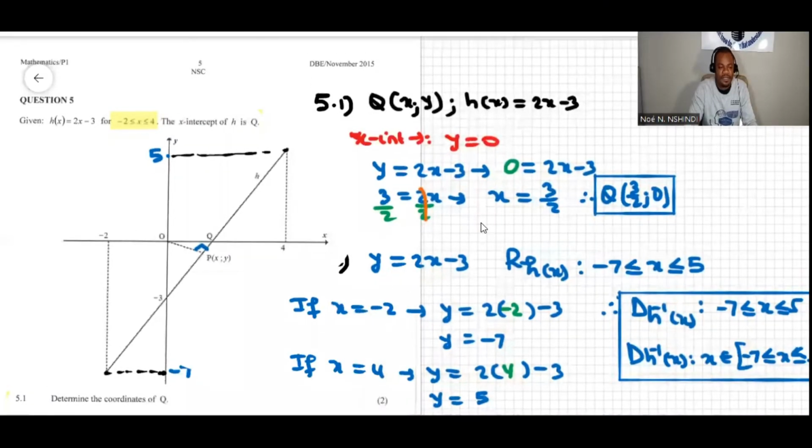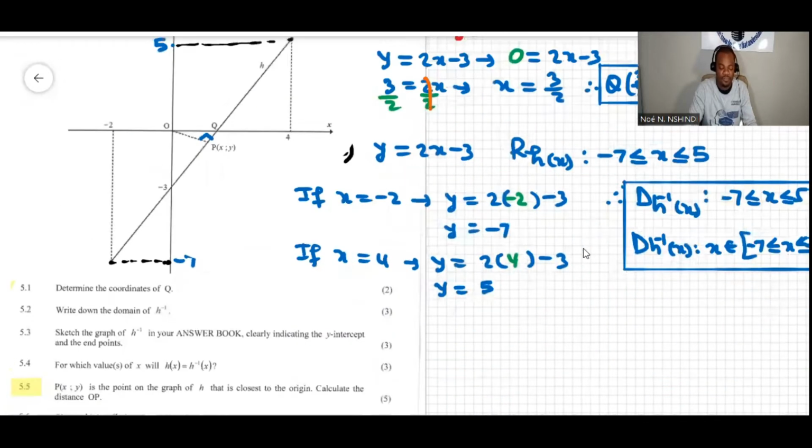We have question 5 here. The question says h of x equals 2x minus 3 for -2 less than or equal to x less than or equal to 4. The x-intercept of h is q. Now, in the previous videos, we did question 5.1 through question 5.4. Now we're going to do question 5.5.